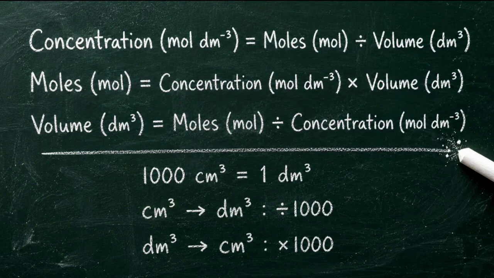Remember the key unit conversion. 1,000 cubic centimeters equals 1 cubic decimeter. So when you're converting from cubic centimeters to cubic decimeters, divide by 1,000. When going the other way, multiply by 1,000.